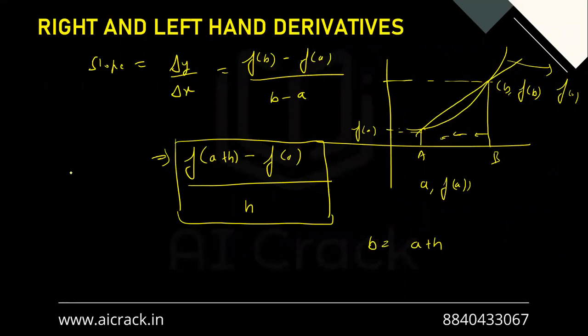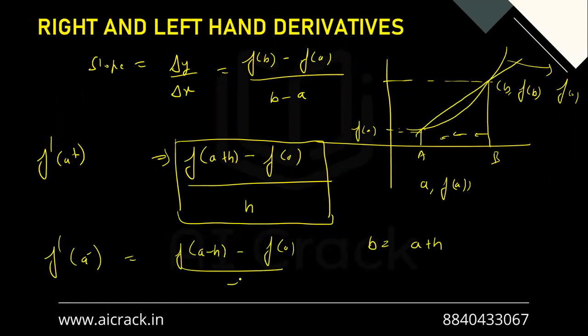Now we will call this the right hand derivative. Why right hand derivative? Because we are approaching from the right. We are not approaching from left. We are reducing the distance from the right side. That's why this is called f dash a plus. A plus means towards the right side of a, or right hand derivative. Similarly, you can find out that f dash a minus would be f of a minus h minus f of a divided by minus h. Exactly similar kind of derivation, just you have to approach from the left side.